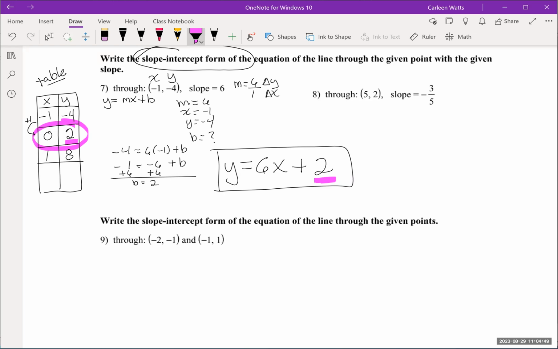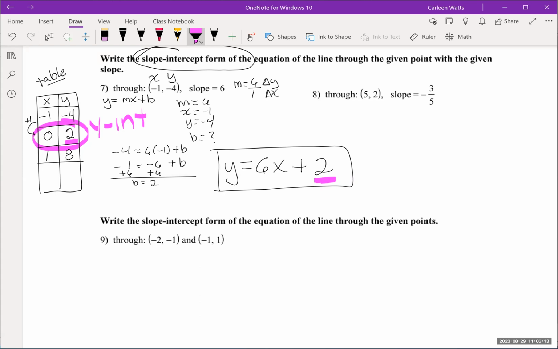What is the X value? 0. 0. That's how you can find the y-intercept from the table. You find the y value where X is how much? 0. 0. Yeah.